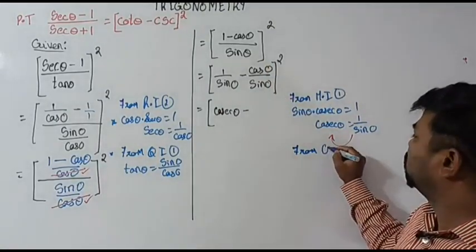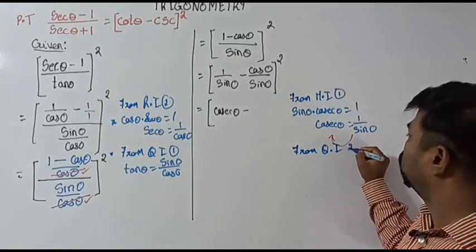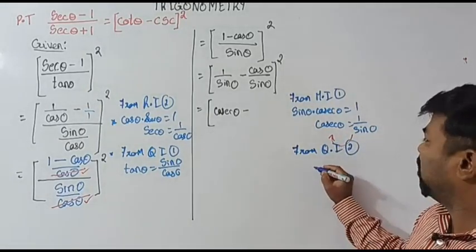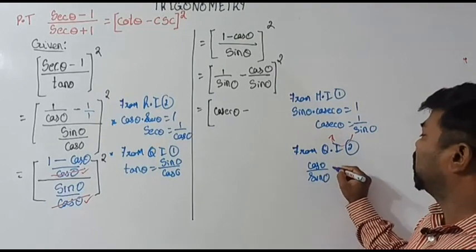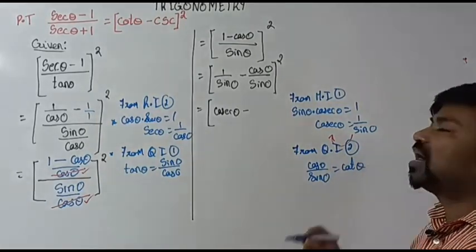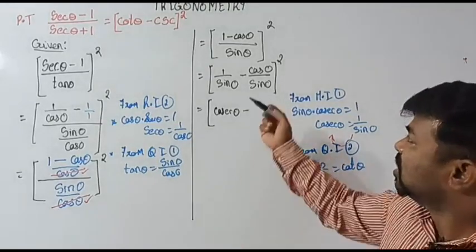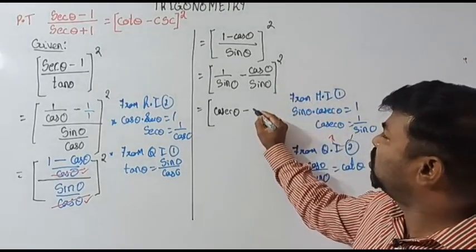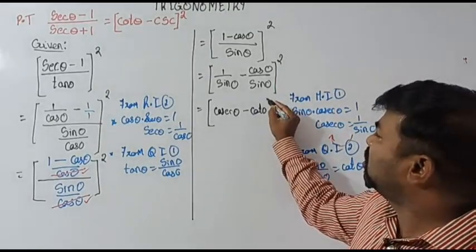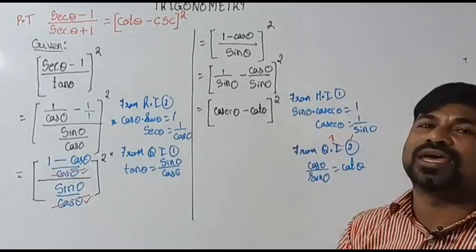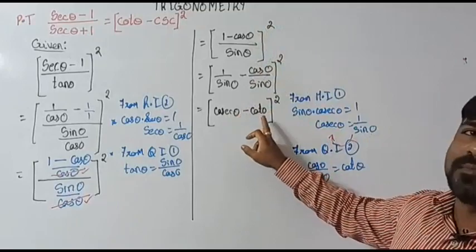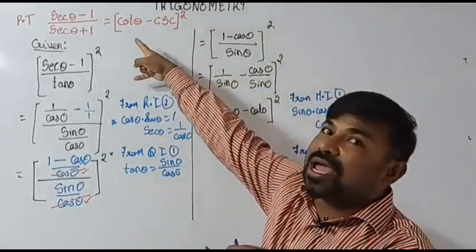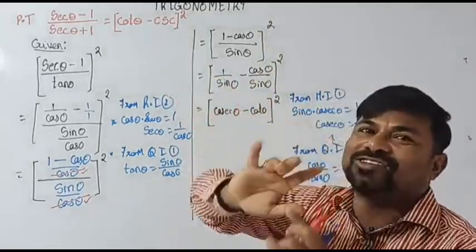and from quotient identity 2, what's the quotient identity? Wherever you come across cos theta by sin theta, we can write it as cot theta. That's the rule we have. In the same way, cos theta by sin theta we get as cot theta, whole square. Yes, we are done. Check it out once again: cosecant theta minus cot theta whole square. Come on, that is the tricky part.